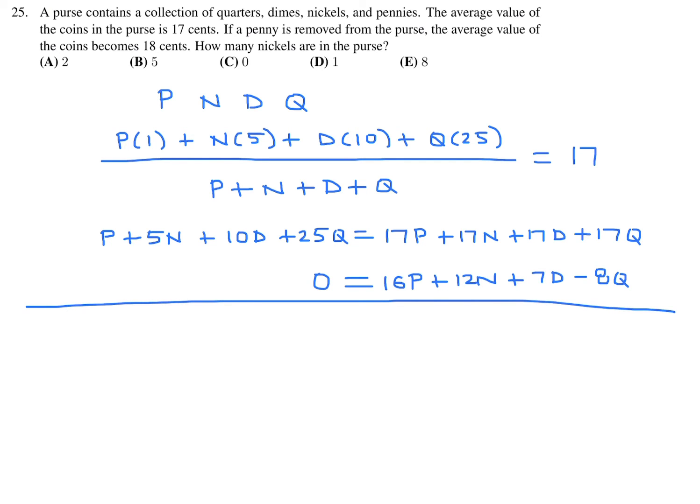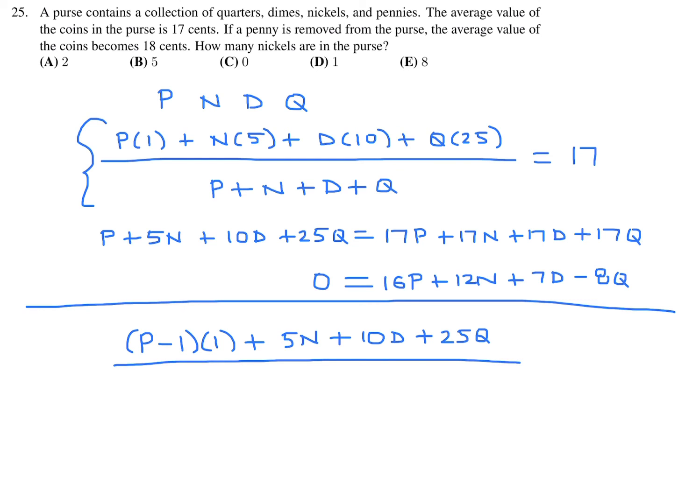Now let's take into consideration the next piece of information in the question. If a penny is removed from the purse, the average value of the coins now becomes 18 cents. So exactly what we did here, but instead of P, it's P minus 1, right? Because 1 penny has been removed. Everything else is the same. 5N, 10D, 25Q. And then the denominator, this time, we have 1 less coin. So it's P minus 1 plus N plus D plus Q. And that, they tell you, is equal to 18 cents.